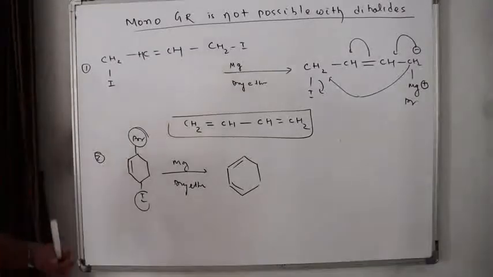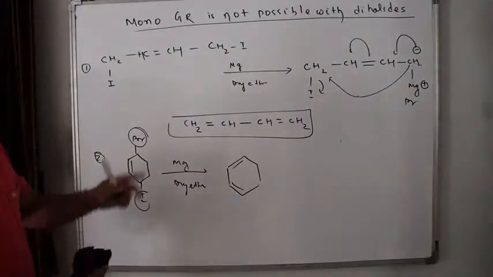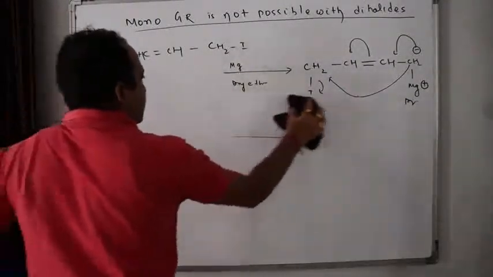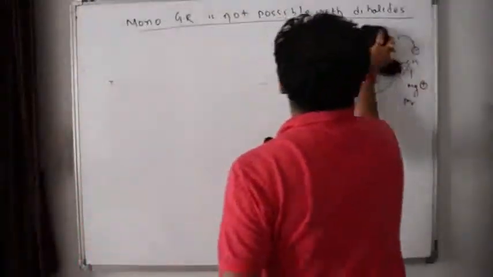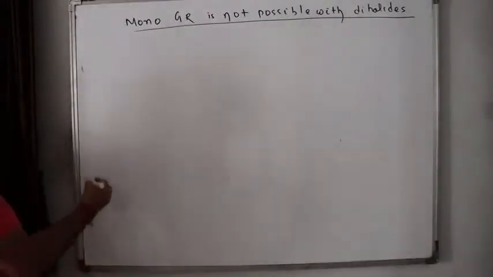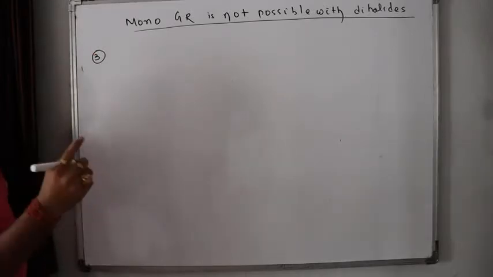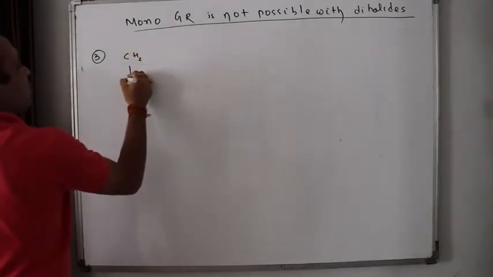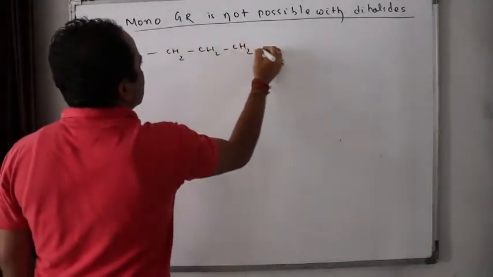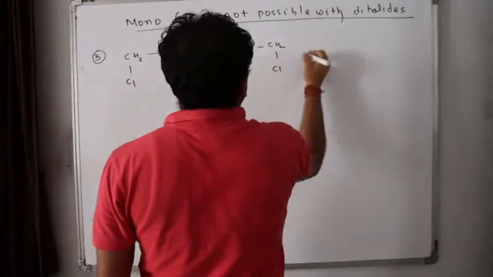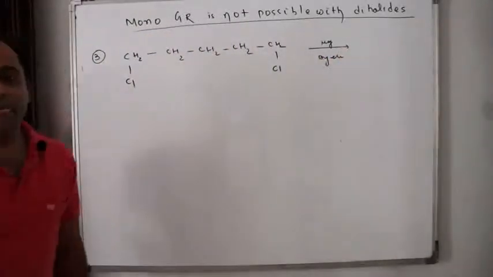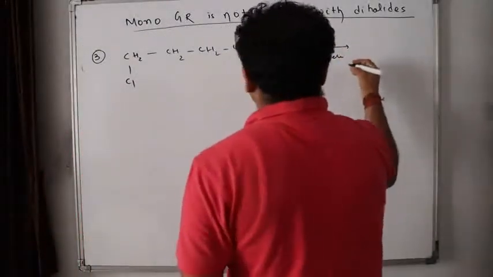Yes or no? Now your question might be: if it is a straight line of single bonds, what will happen? Let me tell you. Third example. If it is a single bond, look here carefully. Third question for us: a five-carbon chain with Cl at both ends. Now to this, same magnesium in dry ether. What will happen in this case?